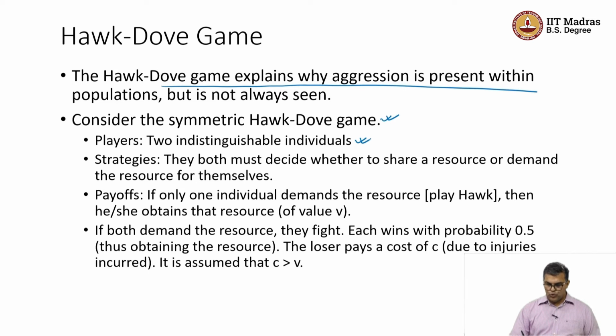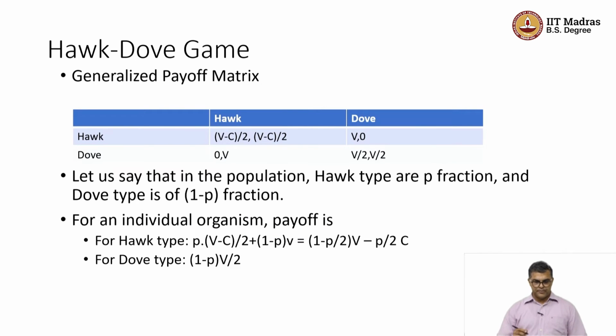We can take two indistinguishable individuals. They both must decide whether to share a resource or demand the resource for themselves. If only one individual demands the resource, plays hawk, then it obtains the whole resource, let us say the value is V. If both demand the resource, they fight, each wins with probability 0.5, thus obtaining the resource. The loser pays a cost of C due to injury incurred, and it is assumed the cost of injury is more than the worth of the resource. C is greater than V. So, this is the payoff we have written.